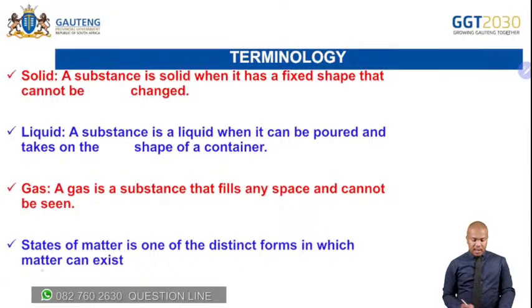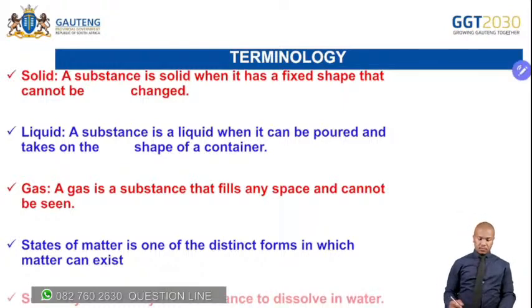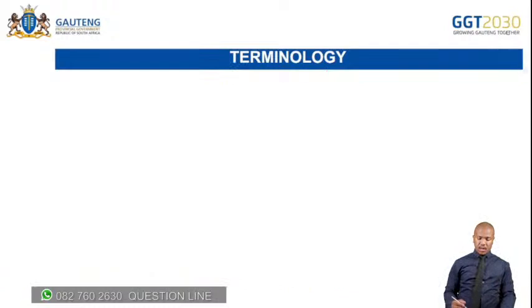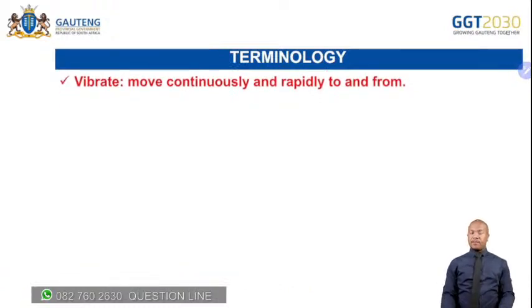Also, state of matter is one of the distinct forms in which matter can exist. Solubility is the ability of a substance to dissolve in water. So when you're talking about solubility, you think of any substance and its ability to dissolve in water. We also have vibrate. What do we mean when we say something vibrates? It means that it moves continuously and rapidly to and fro.